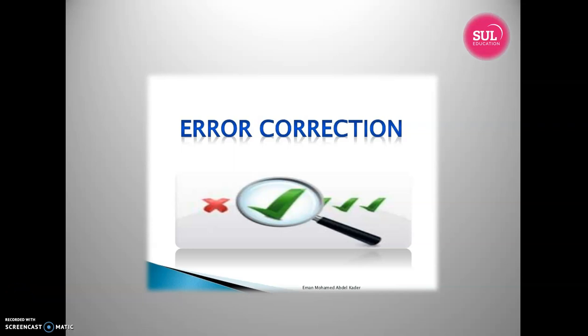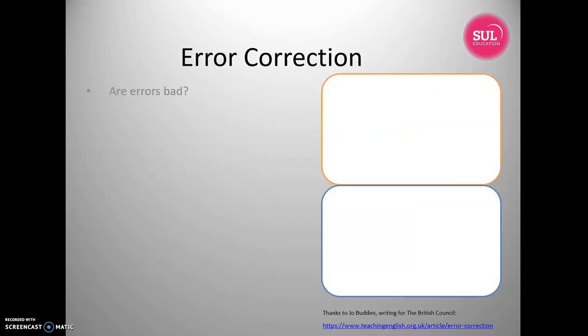Welcome to this video on error correction. Students need to know what mistakes they're making and why. Simply telling a student that they are correct or incorrect is not enough. They need to be shown how to fix the problem. Without constructive feedback, a great activity can have very little value to your learners. Let's look at a few ideas today.